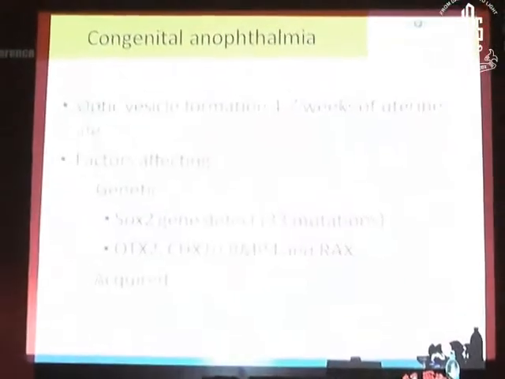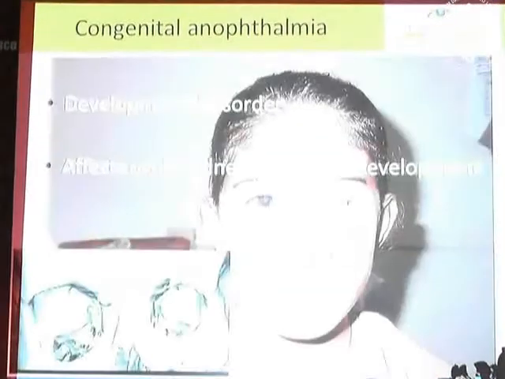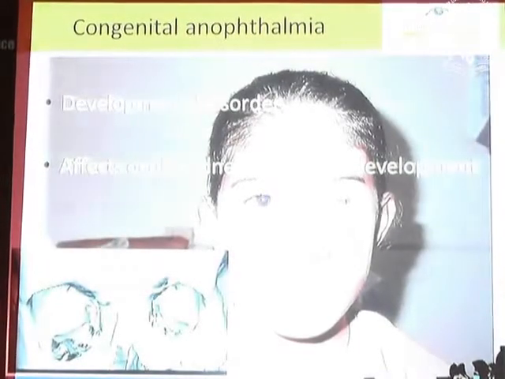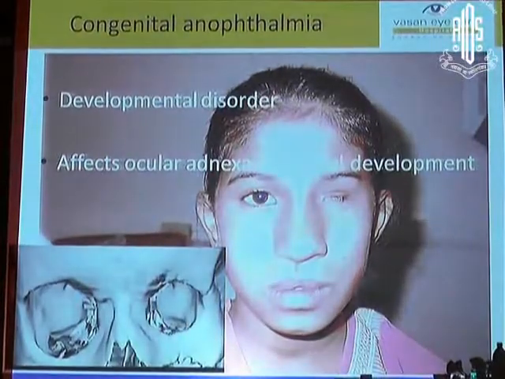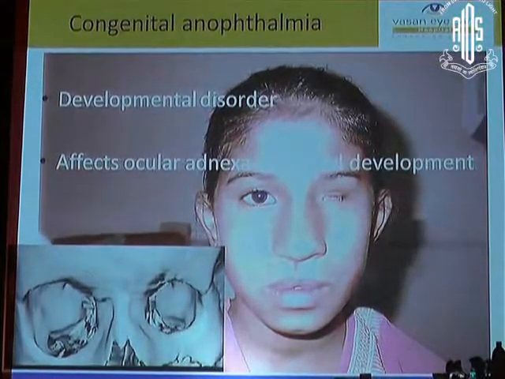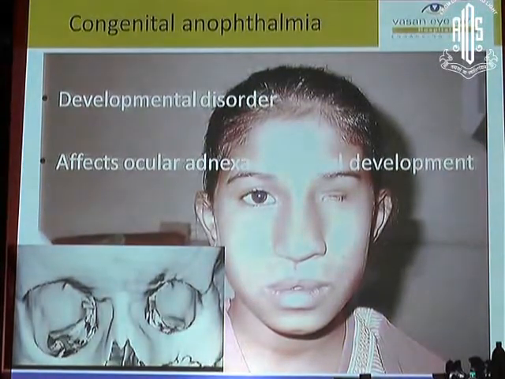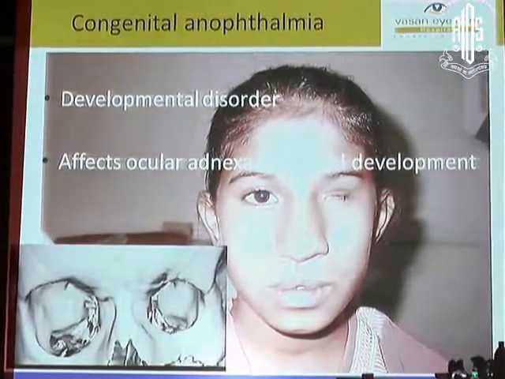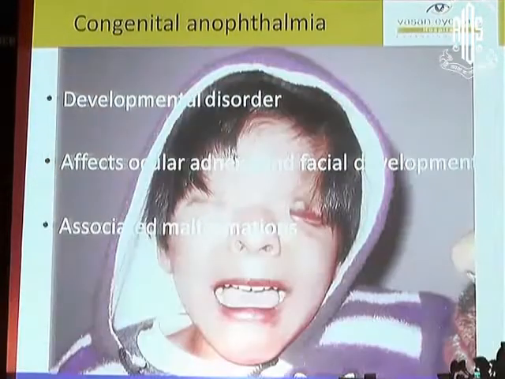Certain genetic defects have been mapped out, and more than 33 mutations of a particular gene called the SOX2 gene have been identified with congenital anophthalmia. It is not only the eye that is ill-formed. If the eyeball is not formed, the adnexal tissue as well as the bony tissue does not develop accordingly. And it's not only the eye, but a whole facial hemiatrophy takes place on the affected side. So this all has to be taken care of in treatment for congenital anophthalmia.